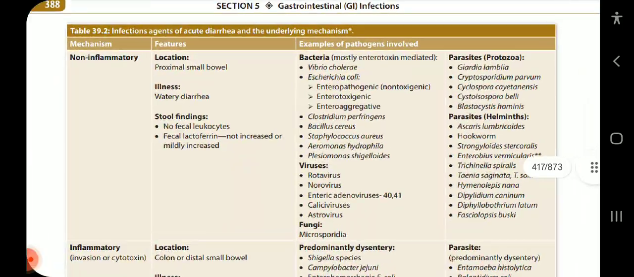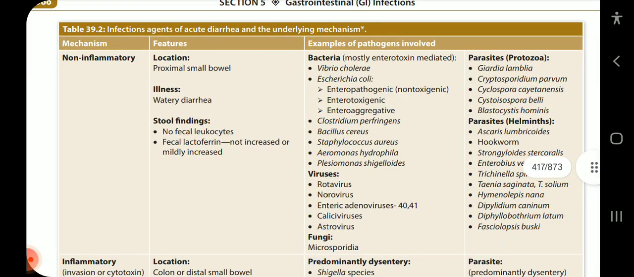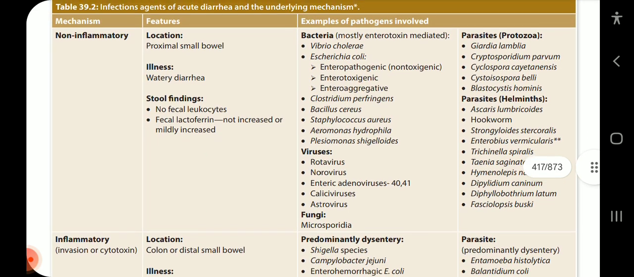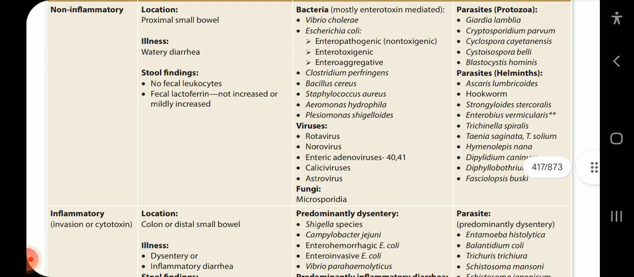First table is about the infectious agents of acute diarrhea and underlying mechanism. So, non-inflammatory mechanism: features are located in proximal small bowel, illness is watery diarrhea, stool findings are no fecal leukocytes, fecal lactoferrin not increased or mildly increased. Examples of pathogens involve bacteria, most enterotoxin mediated: Vibrio cholerae, E. coli, enteropathogenic, non-toxigenic, enterotoxigenic, and enteroaggregative. Clostridium perfringens, Bacillus cereus, Staphylococcus aureus, Aeromonas hydrophila, Plesiomonas shigelloides; viruses: rotavirus, norovirus, enteric adenovirus 40/41, calicivirus, astrovirus; fungi: Microsporidia.